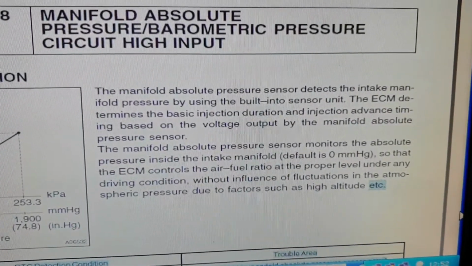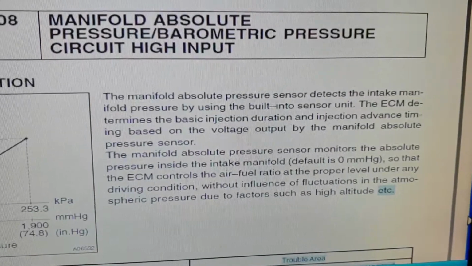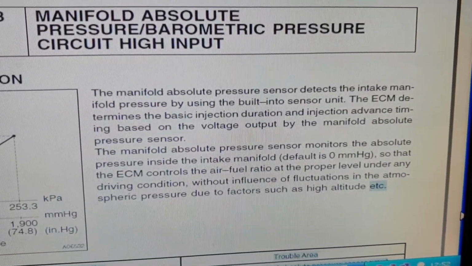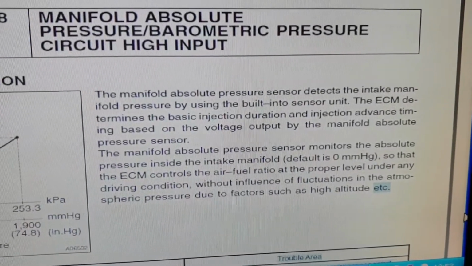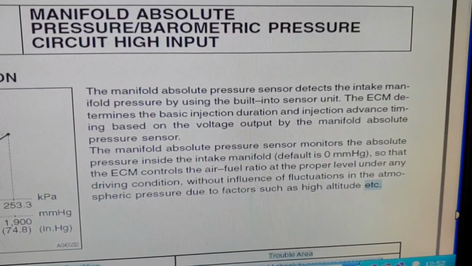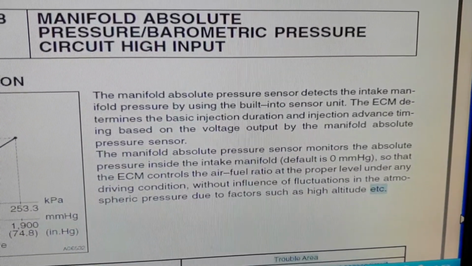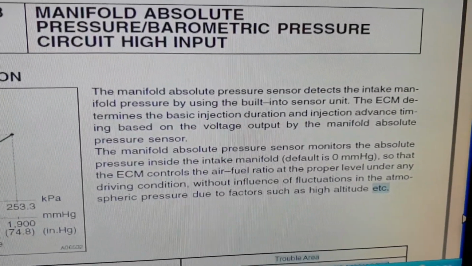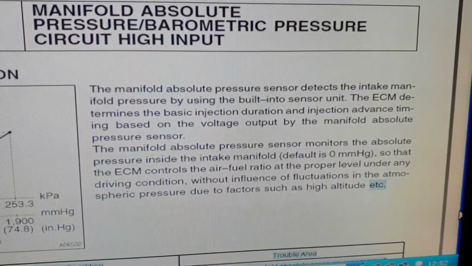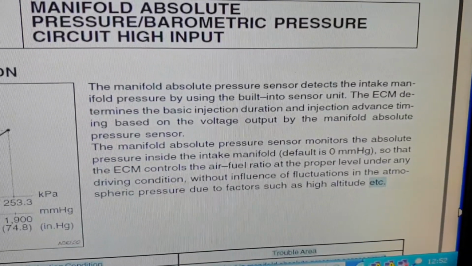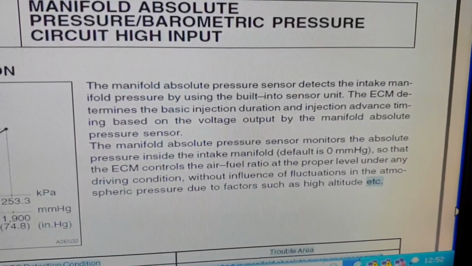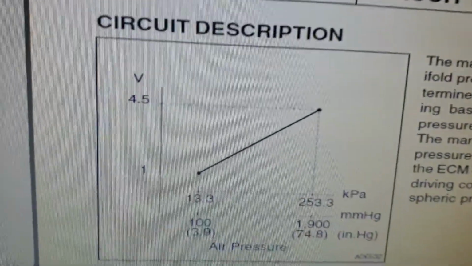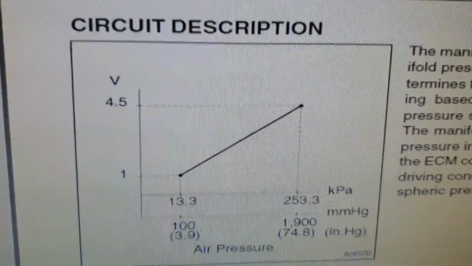Default is 0 mm of mercury, so that the ECM controls the air-fuel ratio at the proper level under any driving condition without influence of fluctuations in the atmospheric pressure due to factors such as high altitude. And this is the small chart that they have given.